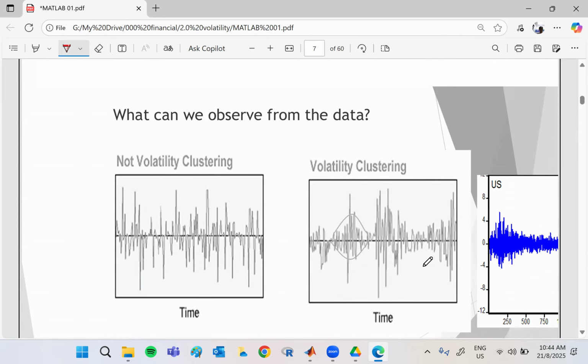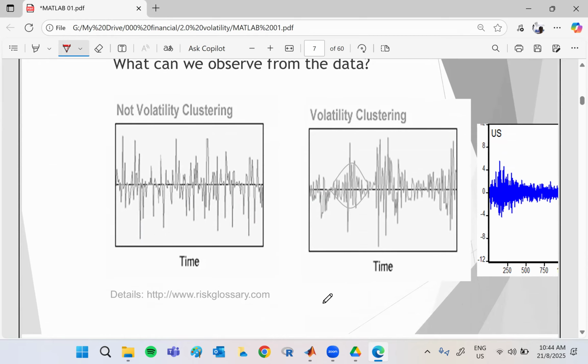So by looking at the data itself, we can actually get some information from it. For example, if you have a random process, let's say a white noise random process, most probably you can't see any pattern in it. When you say random, it means you can't predict it.